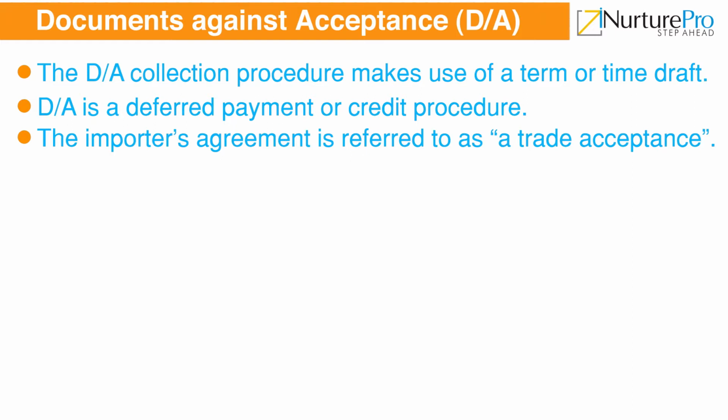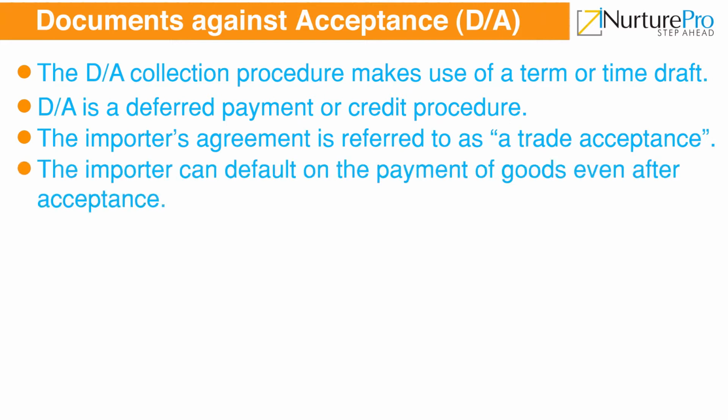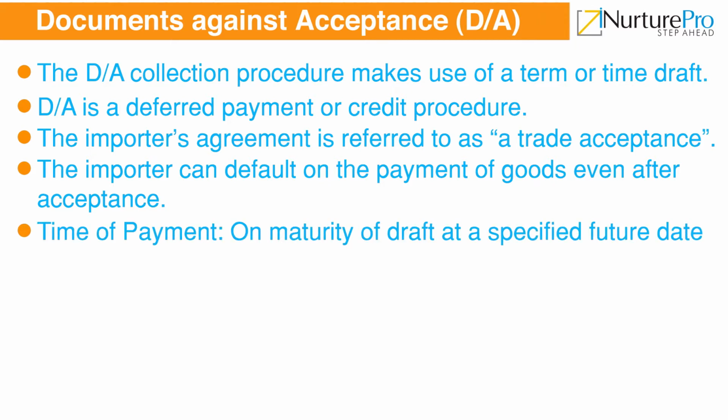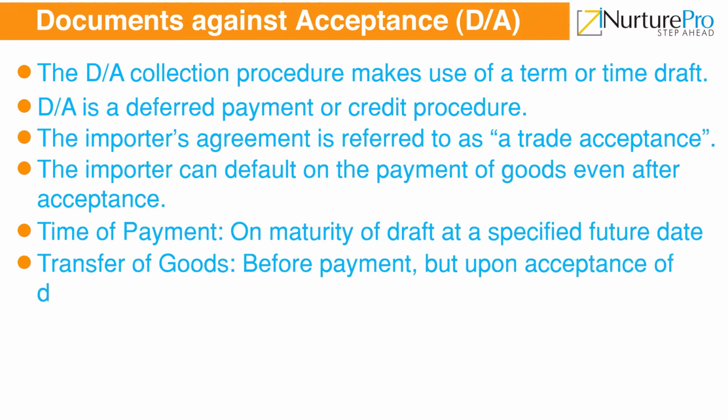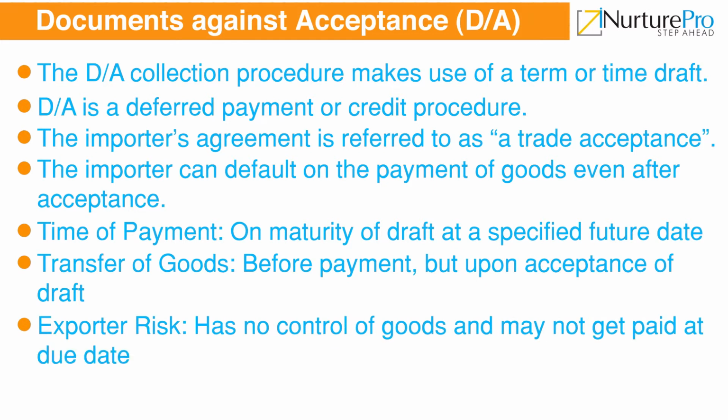Some inherent risks involved with DA procedures make them less popular as a payment option in international trade. The importer can default on the payment of goods even after acceptance. In such cases, unless guaranteed by the clearing bank, the exporter would be required to institute collection procedure or take legal action against the importer. Time of payment: on maturity of draft at a specified future date. Transfer of goods before payment but upon acceptance of draft. Exporter's risk: has no control on goods and may not get paid at due date.